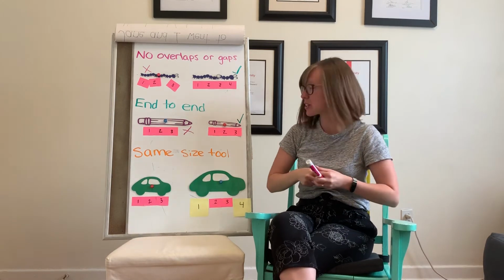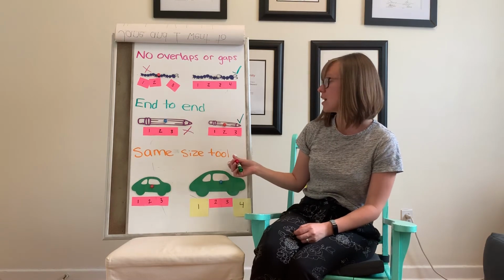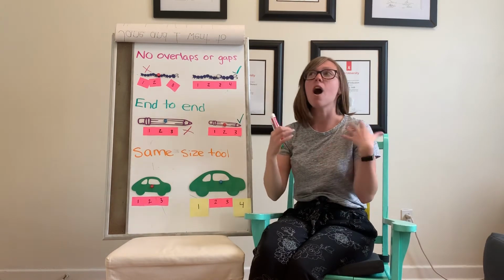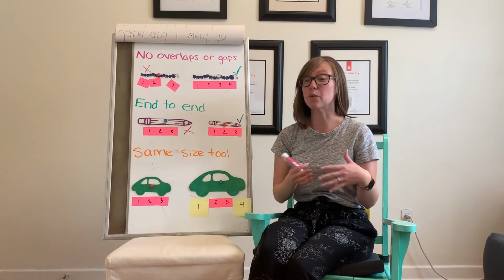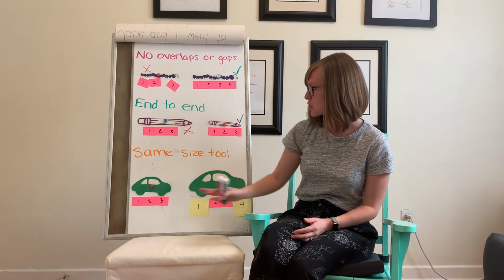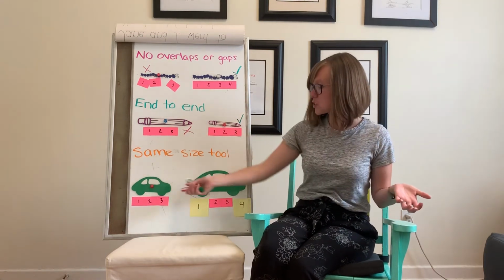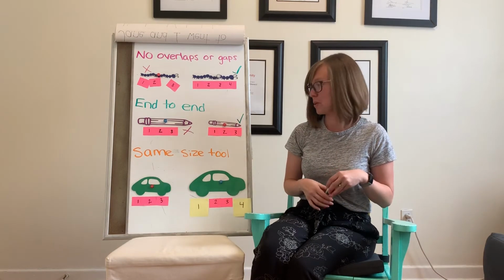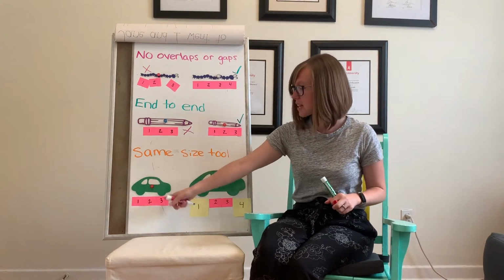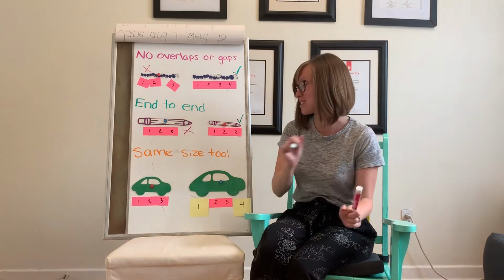And our last measuring tip says, use the same size tool. Now this reminds me, I have a connection to when we were doing our capacity unit. We said that whatever tool we choose, we have to make sure it's the same size. Now, measuring these cars up here, I use post-it notes the whole time. But which one is using the same size tool? Well, this one, look at that. I have 3 post-it notes. That's how long our car is. And they're all the same size post-it note. This one looks fantastic.